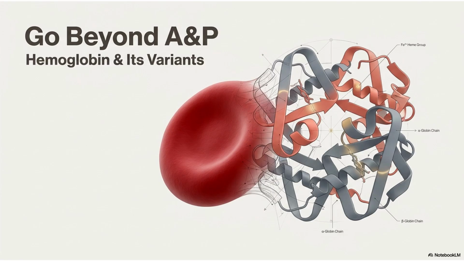Rather than thinking of hemoglobin as a single molecule, I want you to think of it as an entire family of proteins that all perform the same basic job, but in very different ways. So let's begin by looking at what hemoglobin actually is and why its structure makes it such an incredible oxygen transporter. Everything else we're going to discuss today starts with understanding how one normal hemoglobin molecule is built.